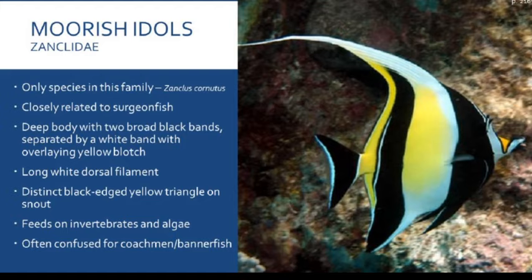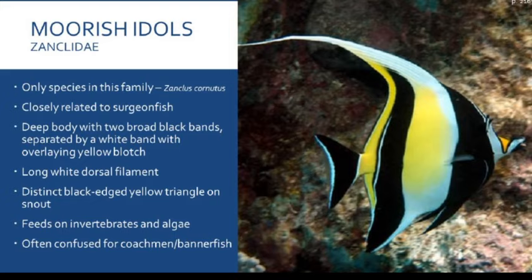Now, Moorish idols are kind of special because they are actually the only species in this family. So the family is Zanclidae, and they are the only species in this family, so they're all on their own. Moorish idols are actually very closely related to surgeonfish.